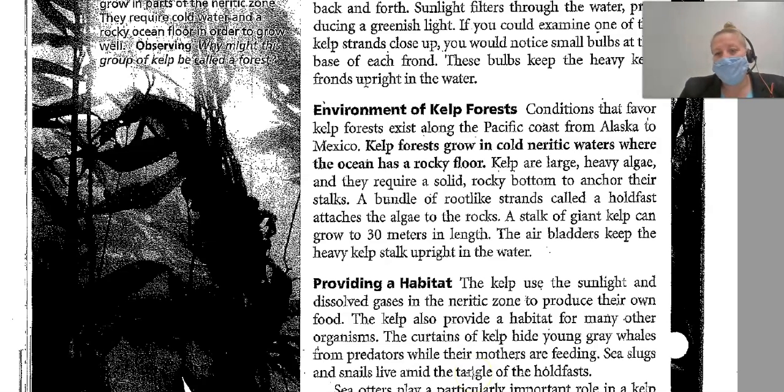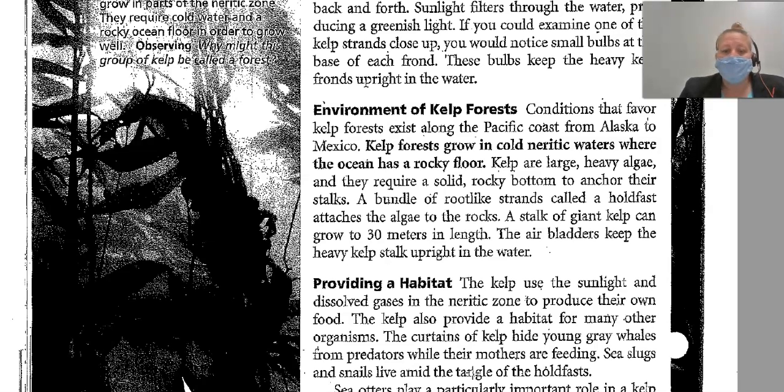Environment of kelp forests. Conditions that favor kelp forests exist along the Pacific coast from Alaska to Mexico. Kelp forests grow in cold, neritic waters where the ocean has a rocky floor. Kelp are large, heavy algae and they require a solid rocky bottom to anchor their stalks. A bundle of root-like strands called a holdfast attaches the algae to the rock. A stalk of giant kelp can grow to 30 meters in length.